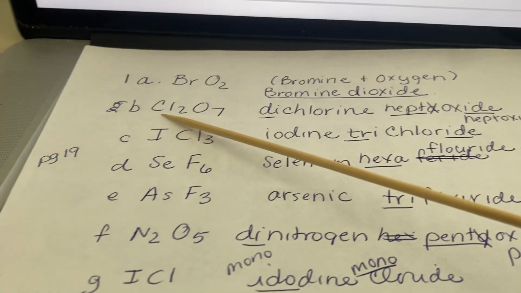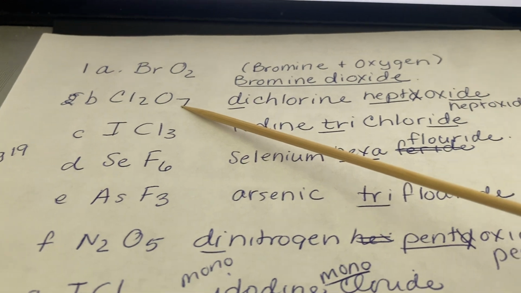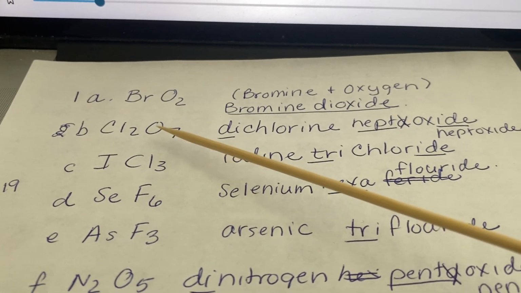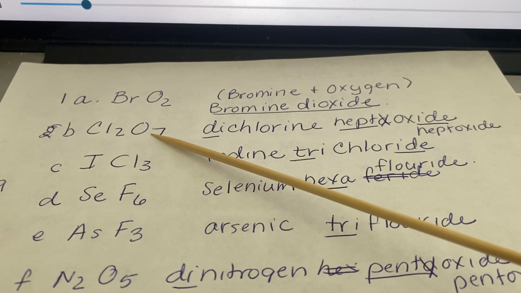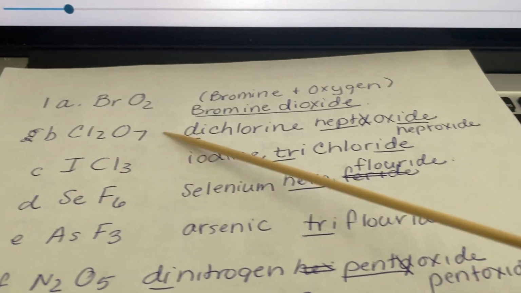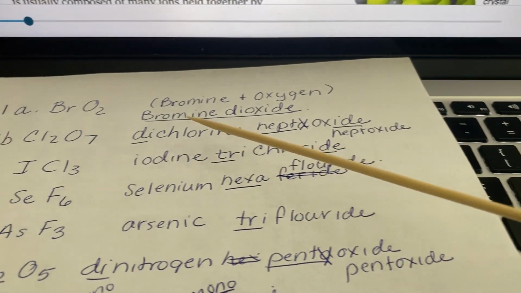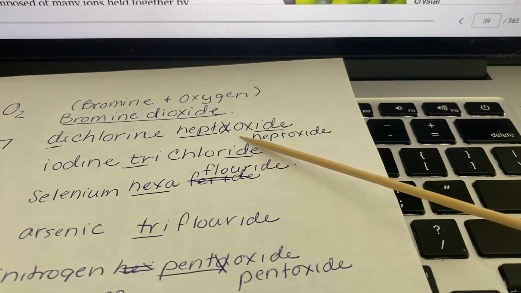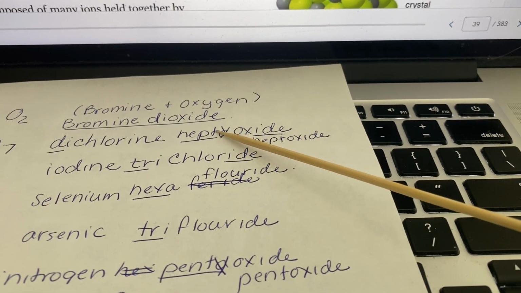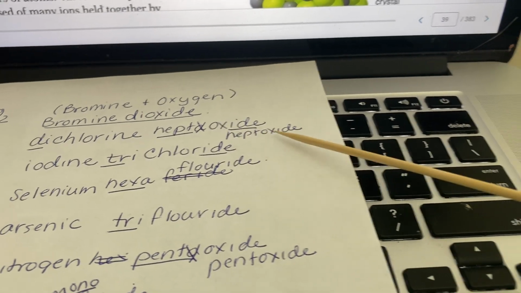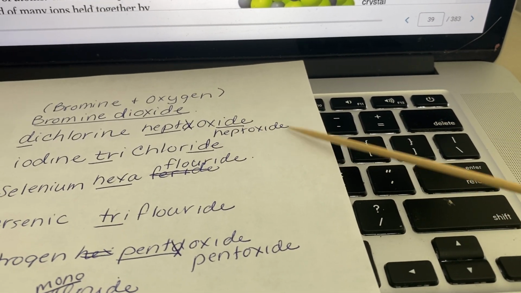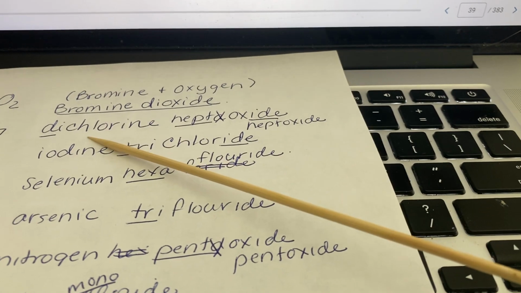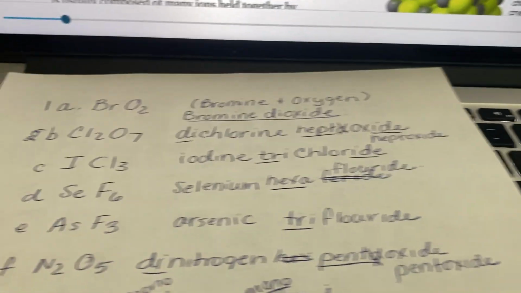The next one we have is Cl2O7. So what's Cl2O7? Well, chlorine and oxygen, right? So there's 2 chlorine, so dichlorine. And then we have 7, which is hepta. So heptoxide. But we take out that extra A, right? So we write down it's heptoxide. So that's that one. So let's go on to the next one.